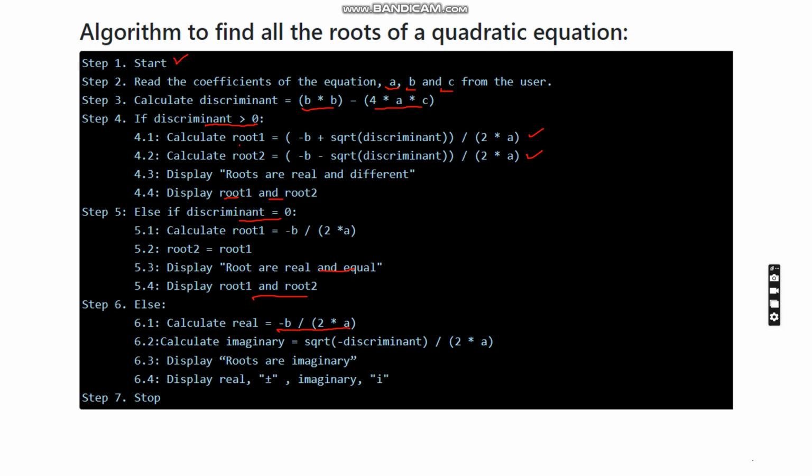What is the imaginary part? Square root of minus discriminant by 2a. After calculating the real and imaginary parts, we have to display this data. Display the roots are imaginary, and also display real plus or minus imaginary. The imaginary value may be plus or it may be minus. Before this we have to add the i, because i stands for imaginary. And lastly we write stop, which represents the ending of the algorithm.